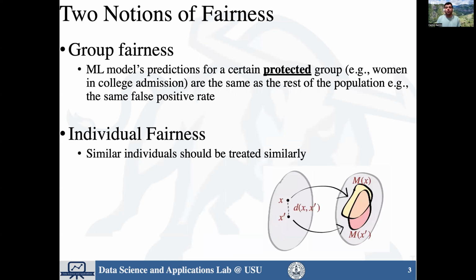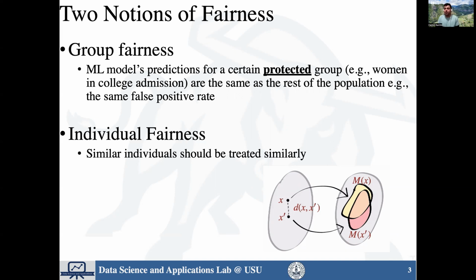There are two major notions of fairness. One is group fairness, another one is individual fairness. Group fairness means the machine learning model prediction for a certain protected group, for example, women in college admission, is the same as the rest of the population. For example, they should have the same false positive rate.